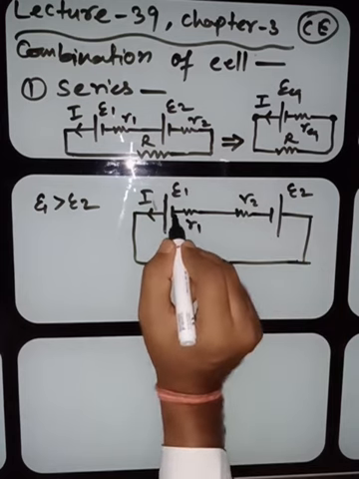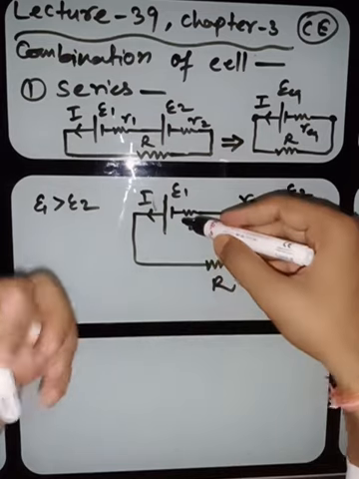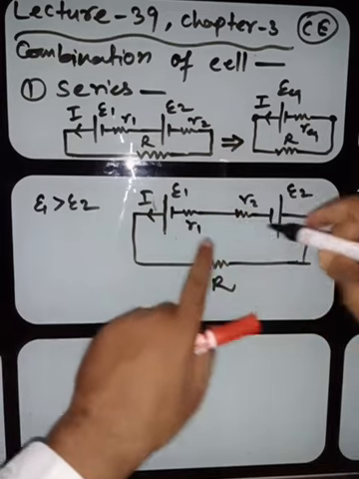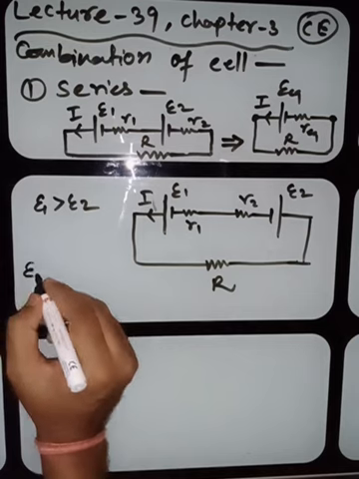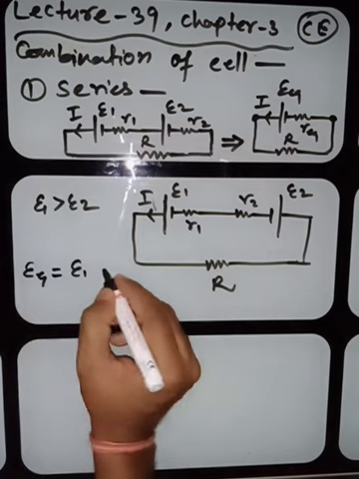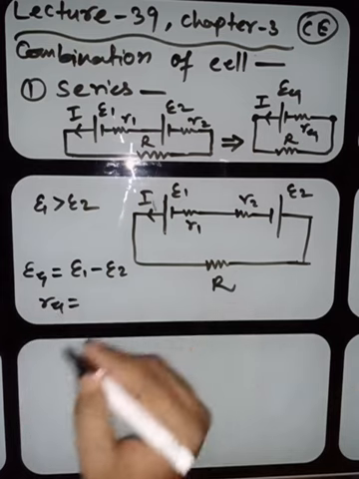Here minus E1 was there. Try to recall, or if you have written it in your notes, try to see it is minus. Only here you are getting plus E2. It means only the equivalent will change and it will be E1 minus E2. And R equivalent is not going to change. It will remain the same.